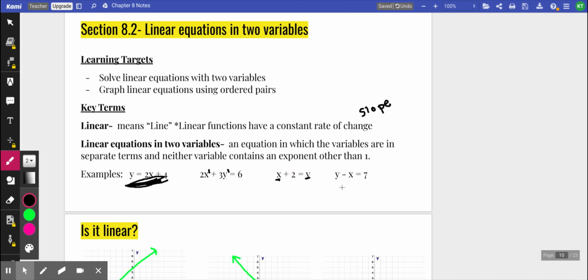Here's another standard form example. And we can rewrite these, meaning I could make this standard form look like slope-intercept. If I add an x to both sides, this would be y, that would cancel, so y equals 7 plus x. So we can solve it for y so it looks like that as well, and we'll look at some examples where it might be beneficial for us to do that.